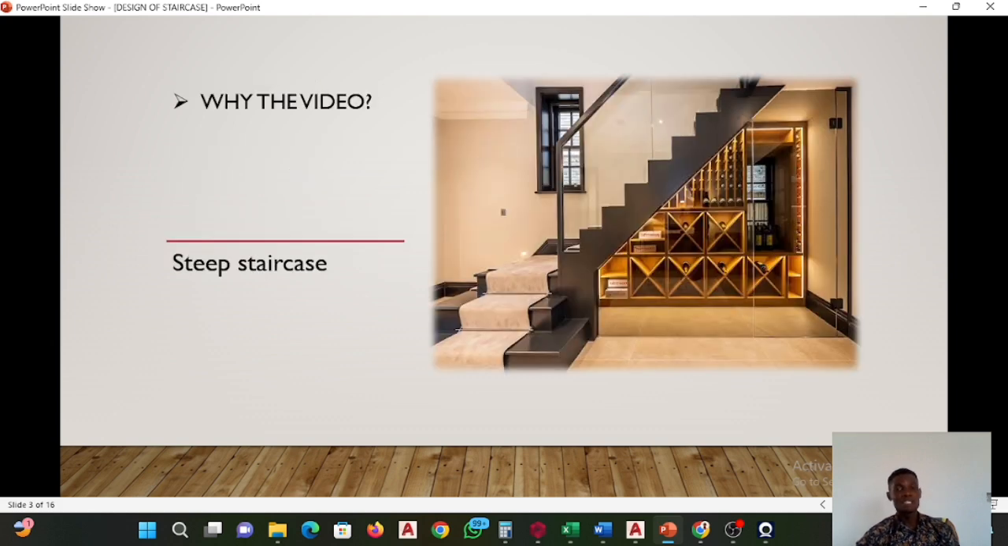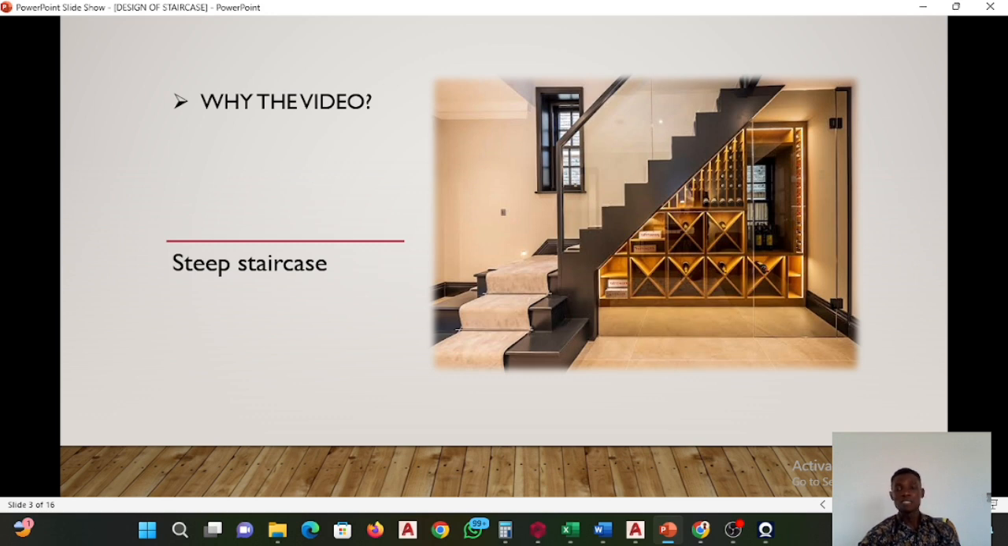Just like I've said in the introductory part, the reason I'm doing this video is because of some steep staircase that I've seen. Look at this staircase now. Look at how steep it is. The main purpose of the staircase is to take someone or property or a material from one floor to another, probably from the ground floor to the first floor, or from the higher floor to the lower floor. That's the function of the staircase.